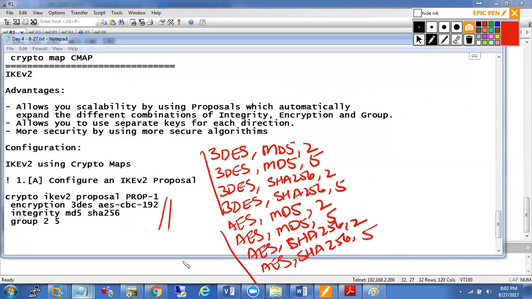If you had to do this in IKE V1, first of all, you don't have so many advanced level combinations, but even if you did, you had to create 8 policies to accomplish this. You understand that? So in terms of scalability, it gives you a lot more scalability. Any questions on this, guys?